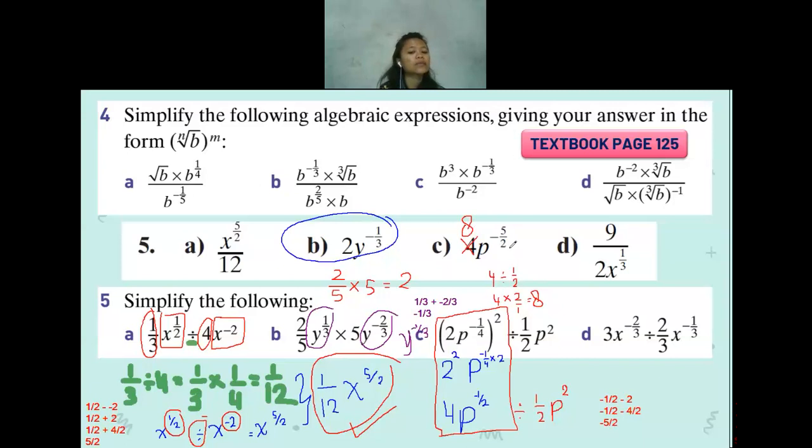Is there anyone having any questions so far, or maybe my explanation is too fast, you need more explanation or anything? Is there anyone who has any confusion? No? If no confusion, I will move to question D.